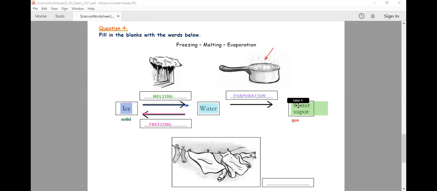Bravo. So evaporation. When liquid water turns into gas, we say it's evaporation. Mira, now we will talk about wet cloth. Mama put the wet cloth in the sun, and after a while, these clothes become dry. What happened? They melt.